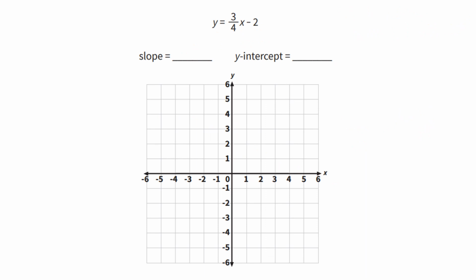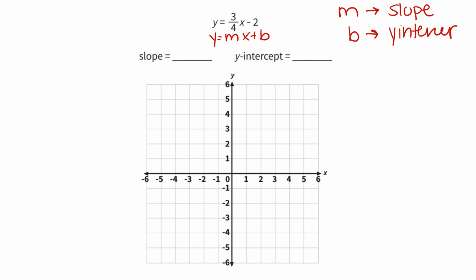Last problem, we reference the slope-intercept form equation, y equals mx plus b. M is our slope, and b is our y-intercept. We would fill in our slope value with the positive 3/4 x and our y-intercept with the negative 2. We start by graphing the y-intercept as our starting point at negative 2 on the y-axis.